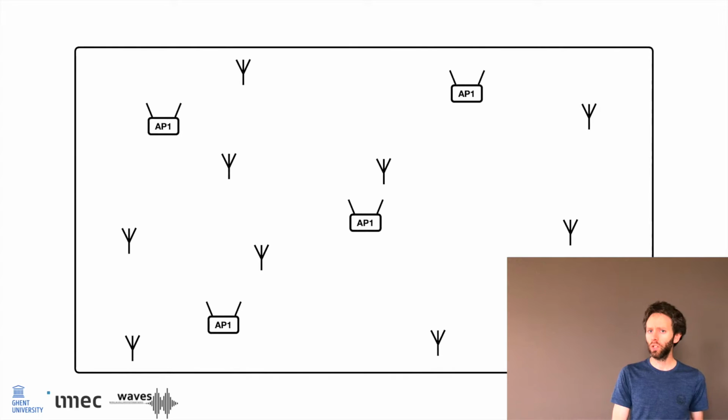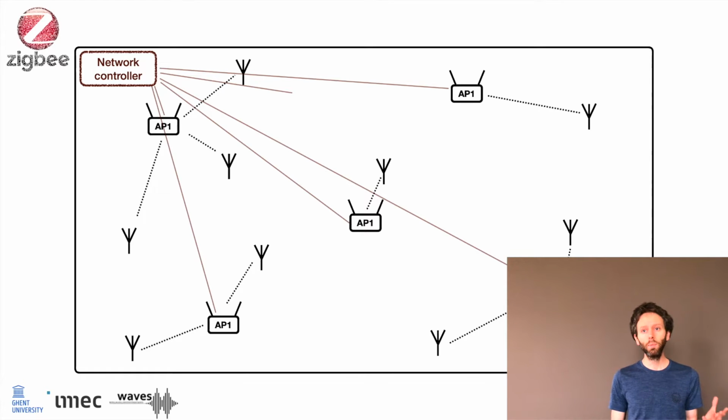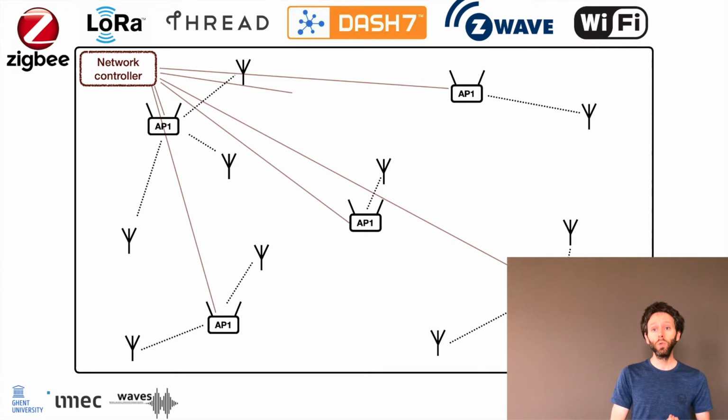Now, one of the challenges is to define the locations where access points should be placed. A second challenge is that in real-life deployments, there is no single wireless technology that can or should be used. Some technologies are suited for wireless sensor networks with low data rates, such as Zigbee, LoRa, Thread, Dash7, and Z-Wave. But we might also need wireless local area networks, such as Wi-Fi, that are suited for high-throughput links used for video monitoring in an industrial environment.